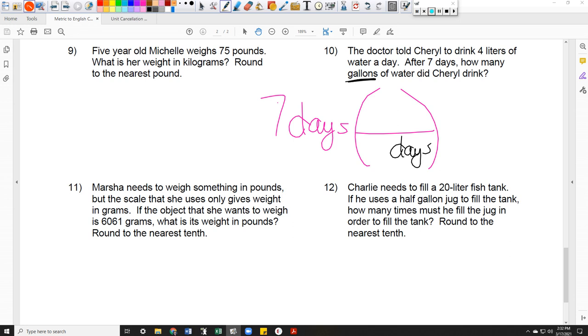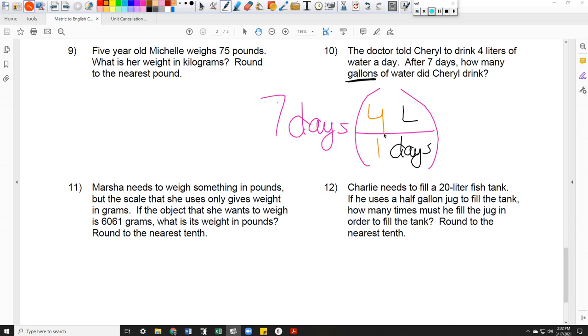Gallons is what type of measurement? Volume. I am in days. How in the world do I get from a time unit to a volume unit? It's the ratio. It's the relationship. So, do you know a relationship between days and volume? What is it? Days and liters. So, in one day, how many liters did she drink? She drank 4 liters.